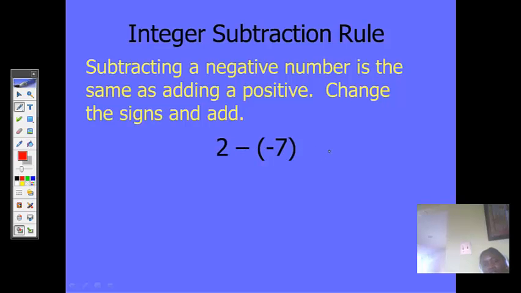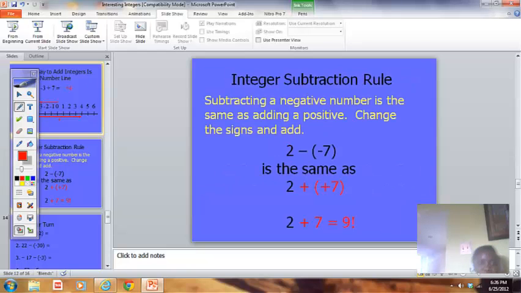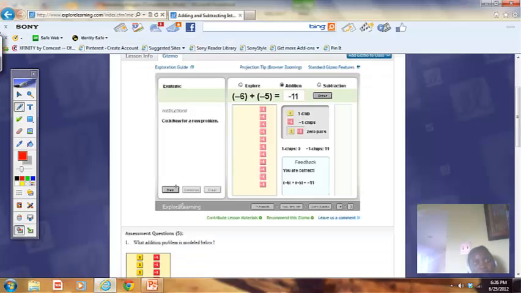So once again, this is a minus and a minus. It's going to turn into a plus. Now, a lot of you are asking me, Miss, oh my God, aren't we supposed to be subtracting? Why are we adding? Alright, let's go to Gizmos and see why this works.